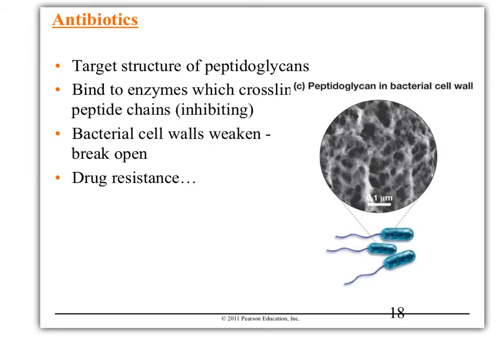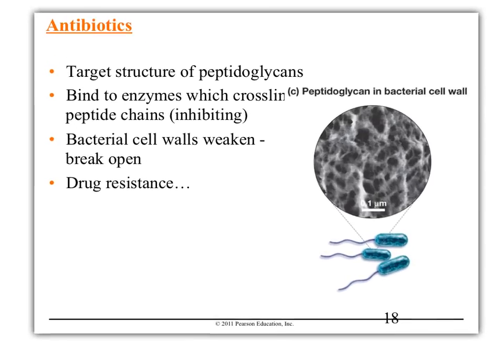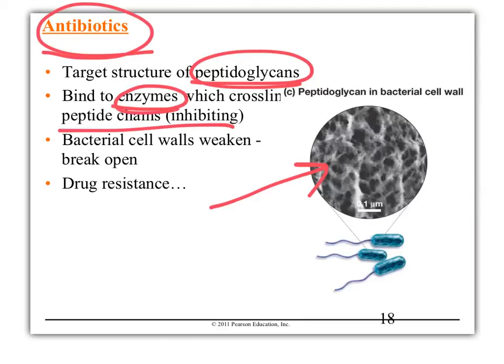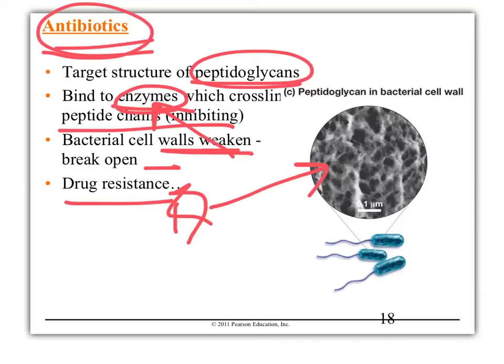Fun facts about peptidoglycans include that most antibiotics are targeted against cell wall formation. So it's usually something that inhibits enzymes that build cell walls. That means the cell walls are weak, they can break open, and they can be killed by antibiotics. Drug resistance occurs when enzymes evolve to not be stopped by antibiotics.